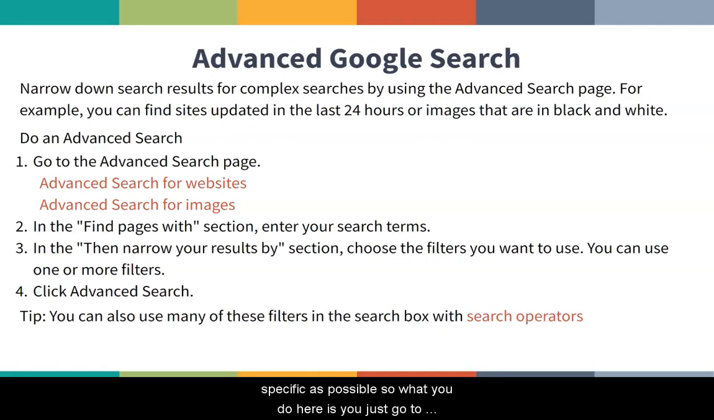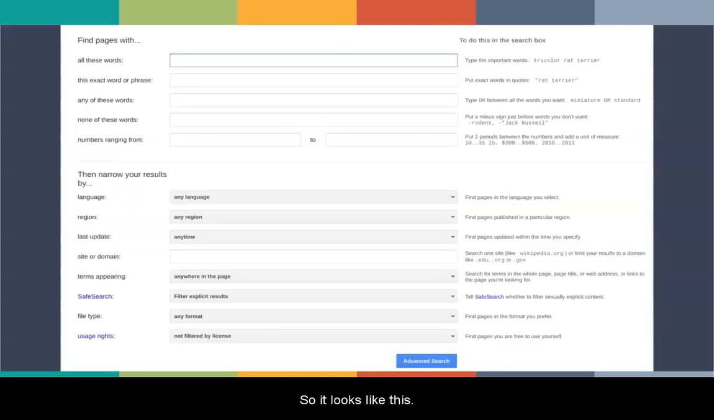So what you do here is you just go to the advanced search page, and then in the "find pages with" section, you enter your different search terms, and then you hit "narrow down your results by," and you choose sections, and it will generate more and more specific results. So it looks like this. You would fill in any of the information you want, and the more information you give it, the more narrow the results will become.